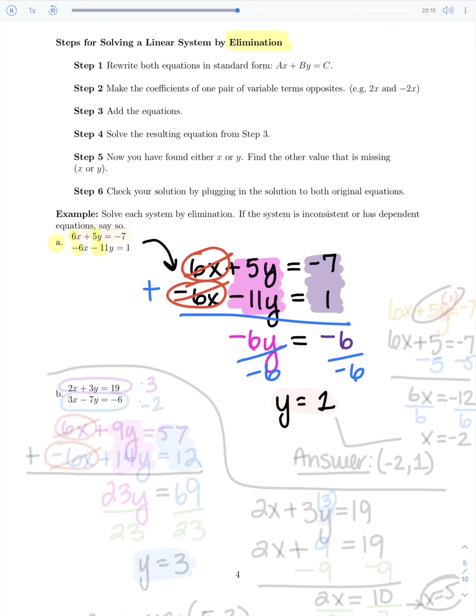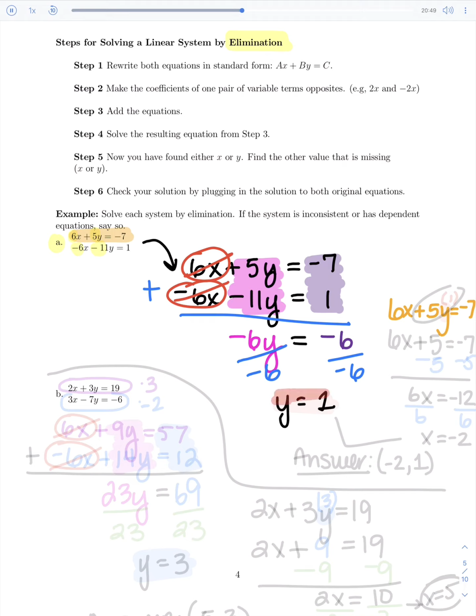So how do I find that? I'm going to plug it into one of my two equations. Does it matter which? No, because this is going to be a point where they cross. Both lines will have this point. So pick whichever one's easiest. I'm going to pick the top one because it's got fewer negatives in it. So we'll use the 6x plus 5y equals negative 7, but you could have easily used the other equation.